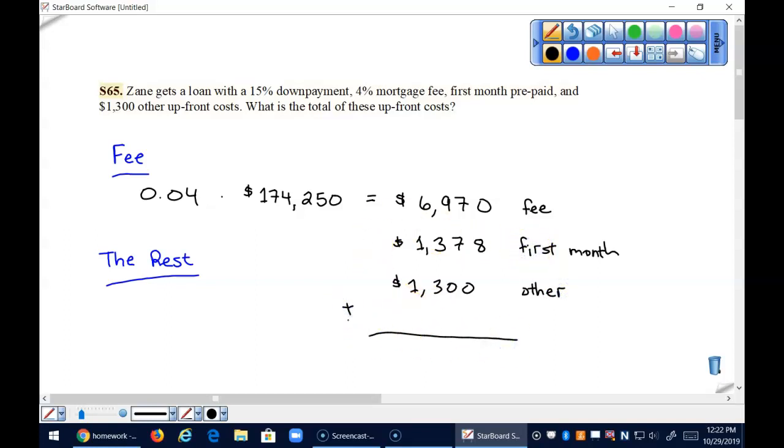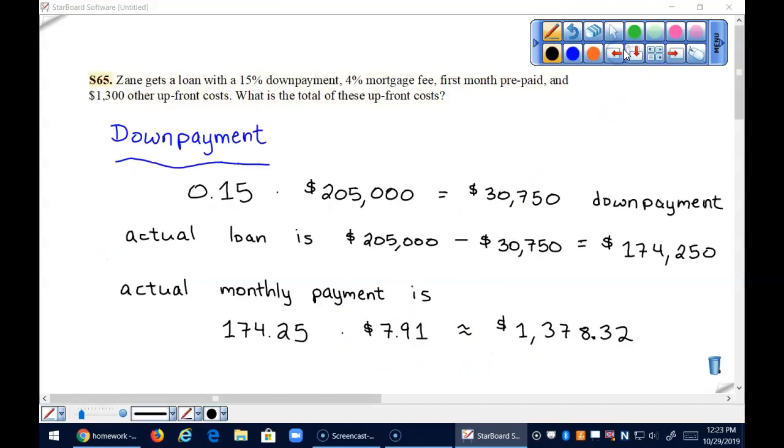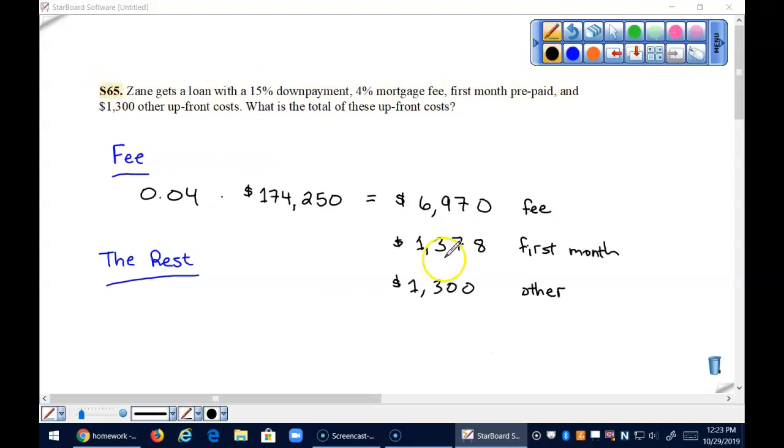So add all those up. You had the down payment too? Oh yeah, I forgot that. Okay. Yeah. That was what? 37.50. Thank you.